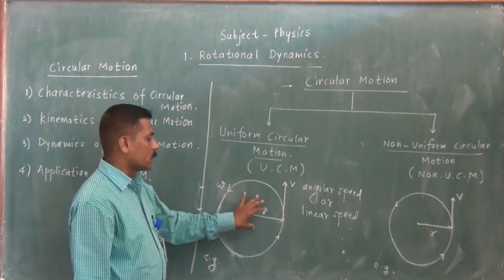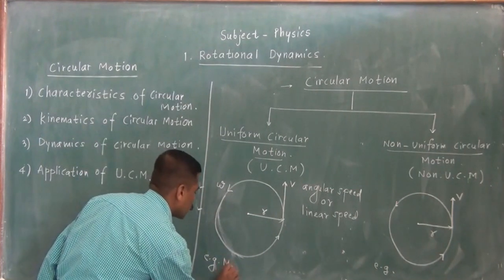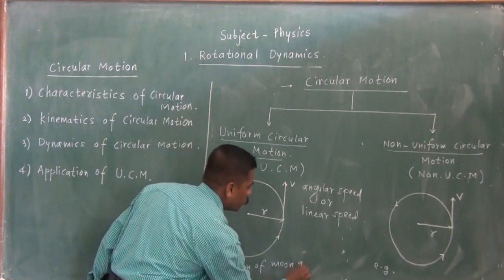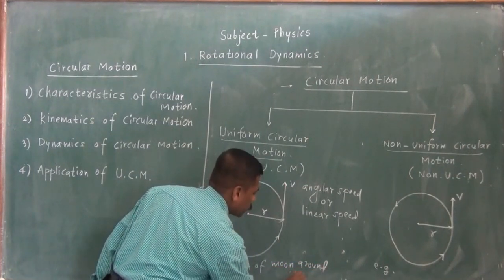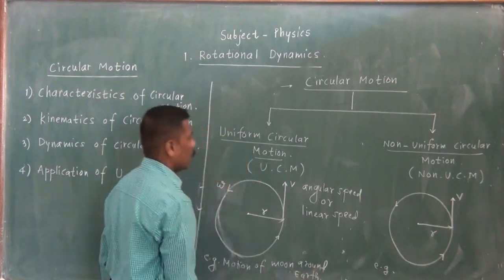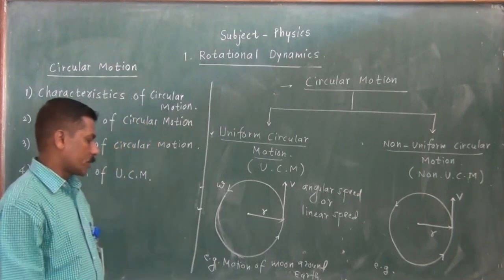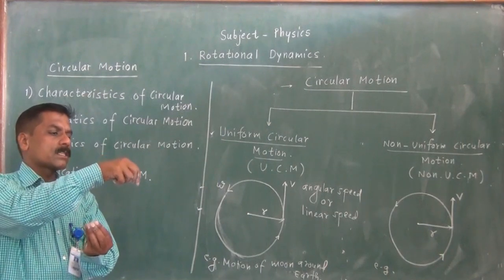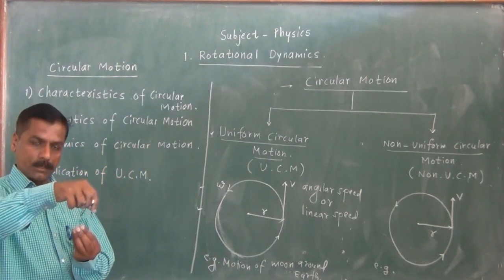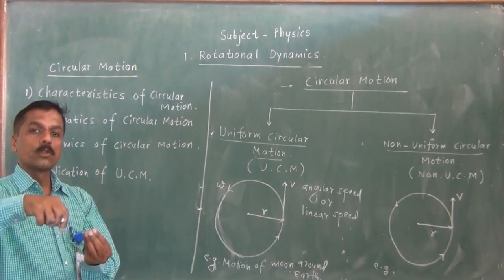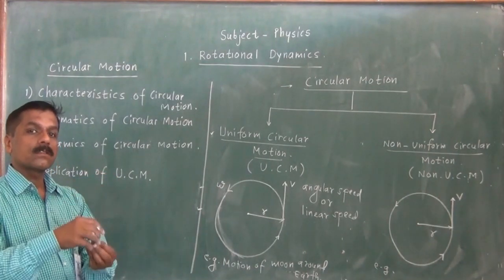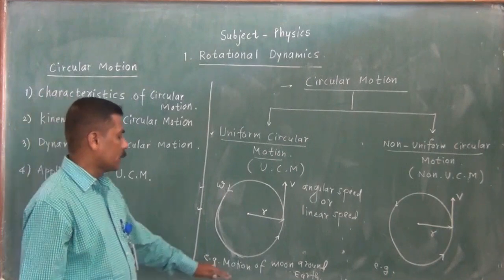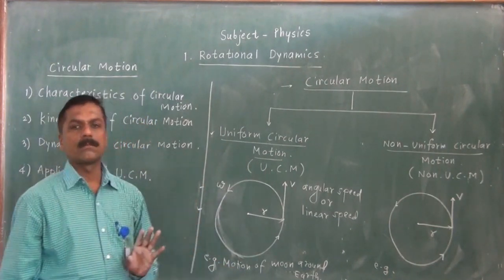Now when we consider this circular motion, then we can consider the motion of the moon. Motion of the moon around the earth is an example of UCM. The moon is moving with a constant speed around the earth. एक समान वेगाने चंद्र हा पृथ्वीभोवती फिरतोय, त्याचं स्पीड कॉन्स्टंट आहे, लिनियर किंवा अँग्युलर स्पीड. So you will get this is an example of uniform circular motion.